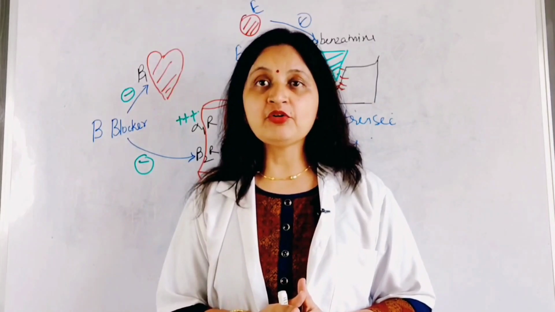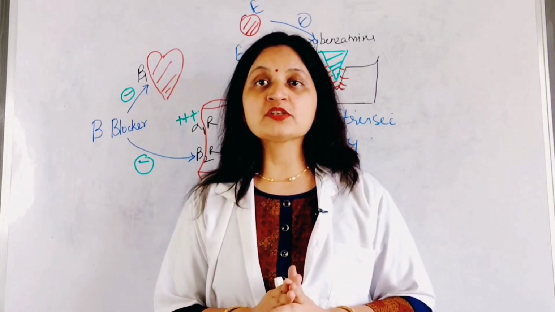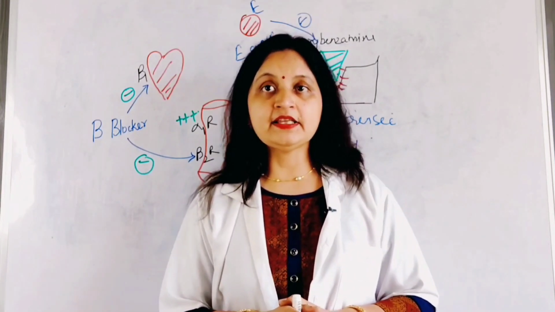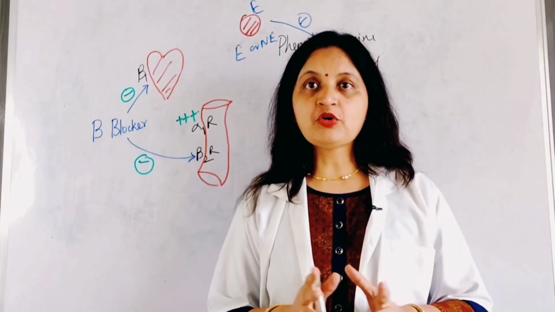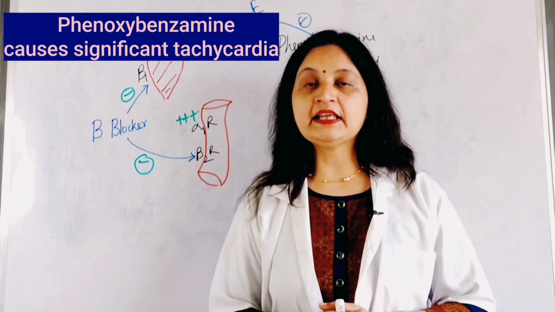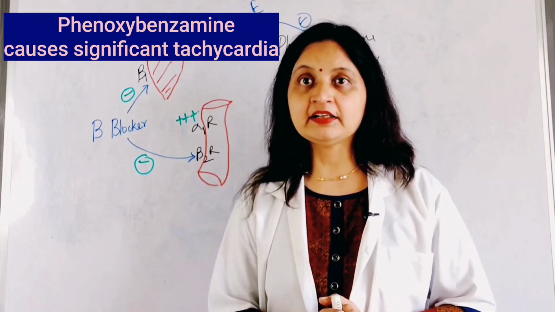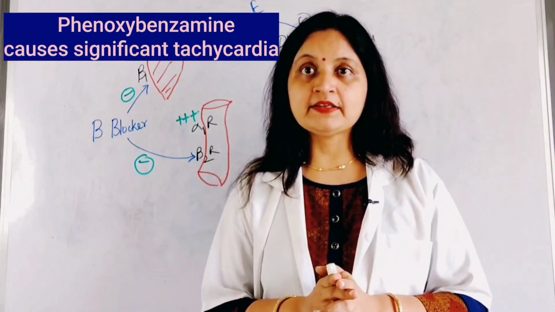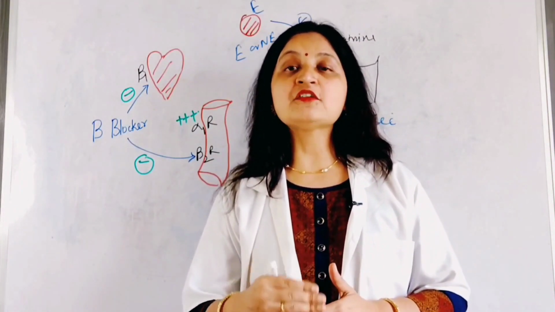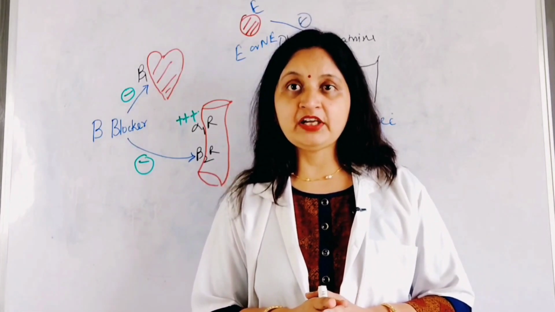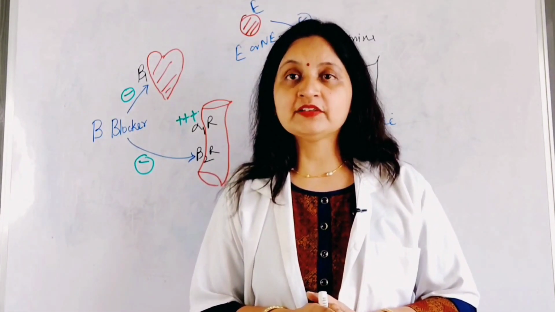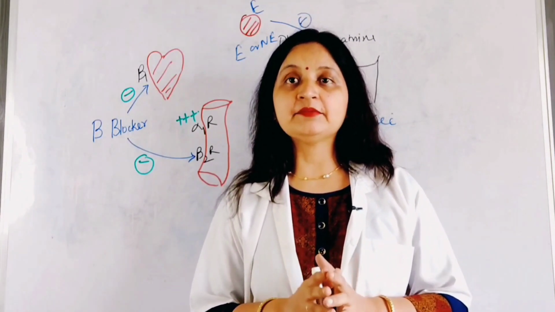Therefore, it is a preferred drug for the management of pheochromocytoma when large quantities of catecholamines are present in the circulation. One of the drawbacks of phenoxybenzamine is that it can cause significant tachycardia, and this is due to the action on alpha-2 receptors, which causes further release of epinephrine and norepinephrine into the circulation, which acts on the beta-1 receptors of the heart, causing tachyarrhythmias.